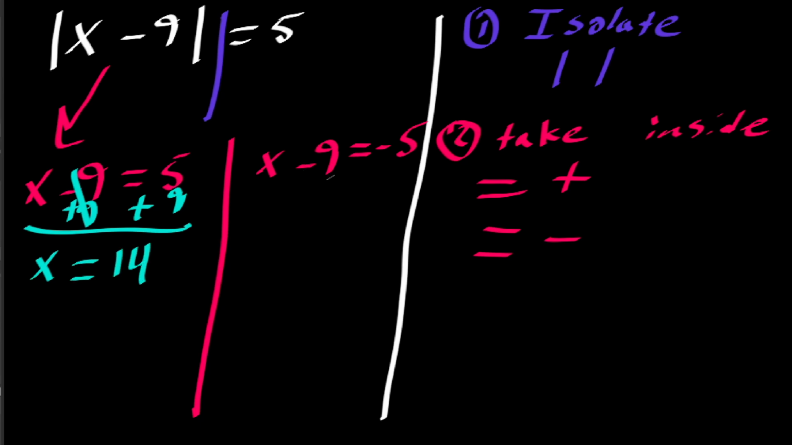All right, on the other side, on the other equation or the other case, we're going to do the same thing. Add 9, and x equals 4. Because -5 plus 9 is equal to 4. So now, here's how you'll typically write this answer, though.